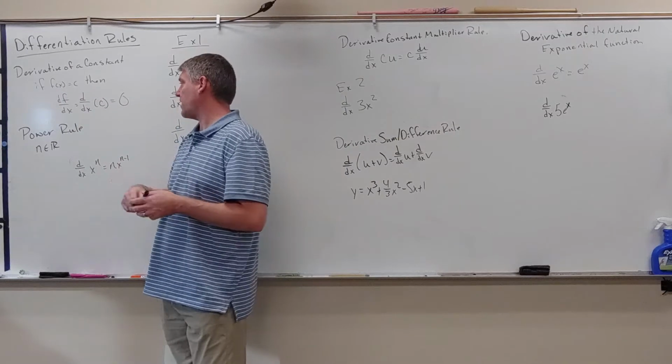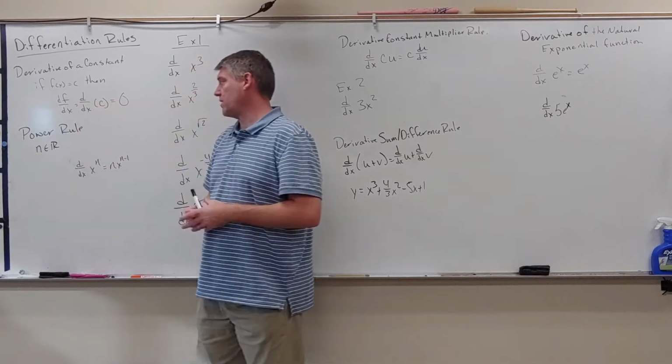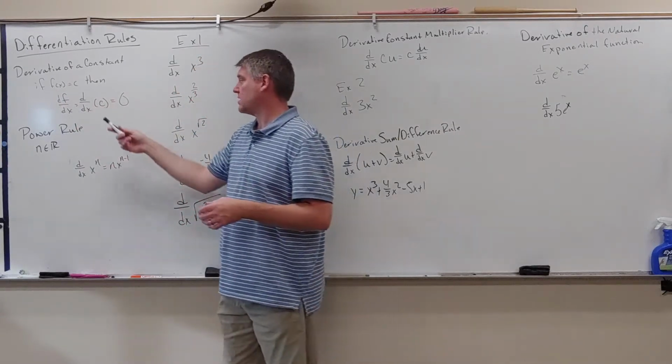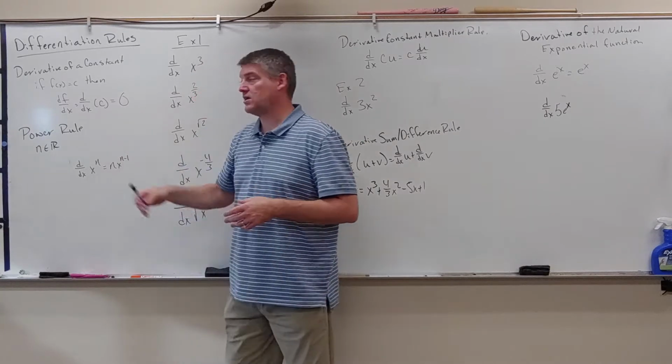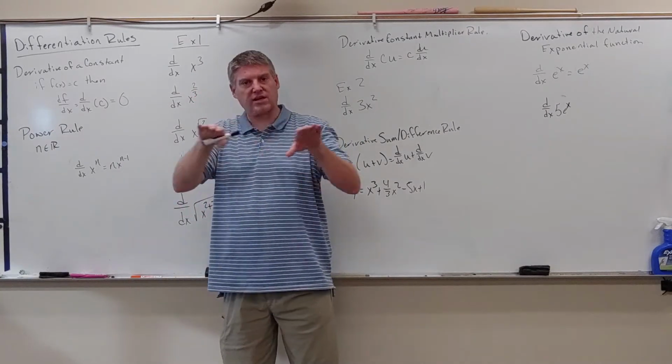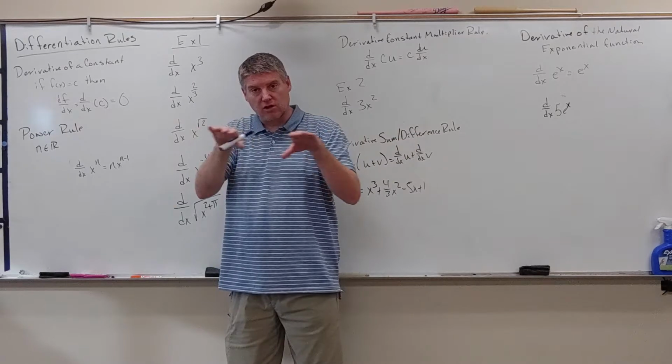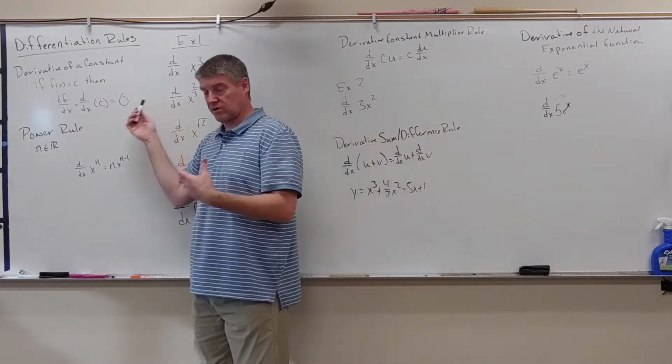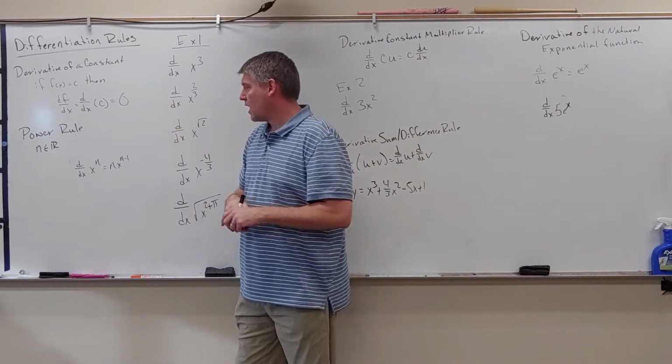If f of x equals c, then the derivative df over dx is d dx of c, which is 0, right? If I have a constant, I have a horizontal line, and the slope of that horizontal line is 0. That kind of makes sense, right?